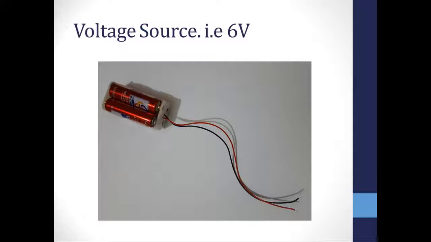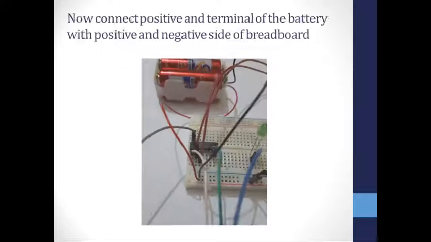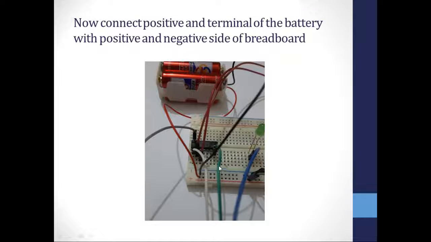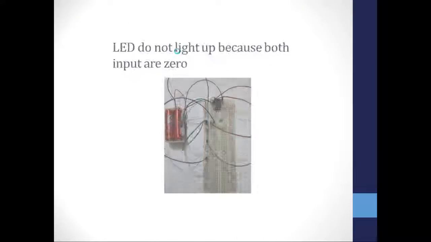The source is going to require a minimum voltage. I would recommend at least 6 volts. Now just see the voltage source connected here. Irrespective of the place, I can connect the voltage source here, anywhere, or at the bottom of the breadboard. Now, as it is written here, connect the positive and negative terminals of the battery to the positive and negative sides of the breadboard.